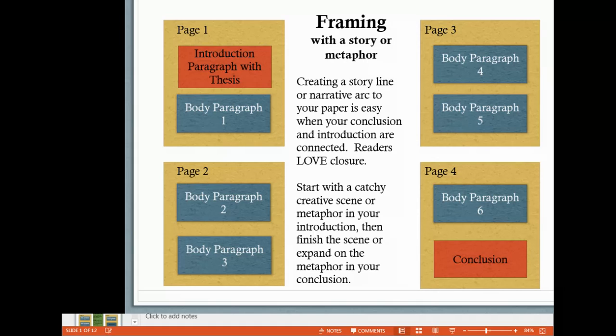And again, this gives your readers the closure that we talked about with the quote. So, in this case, you start your paper with a catchy, creative scene that relates to your topic, or a metaphor that you come up with that describes the dynamic going on in your topic. And then you finish that scene or expand on the metaphor in your conclusion. So this is called framing.